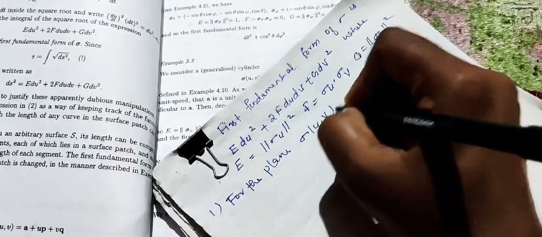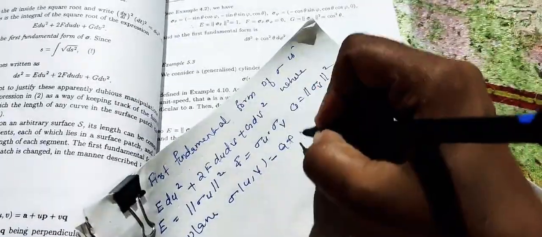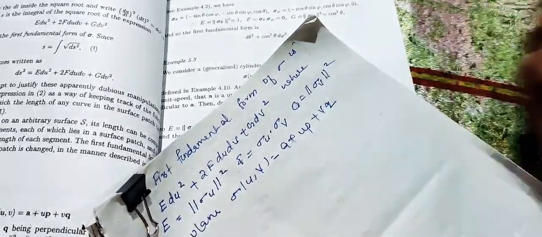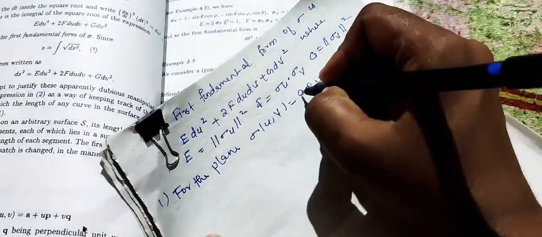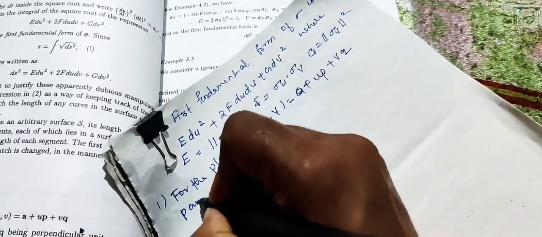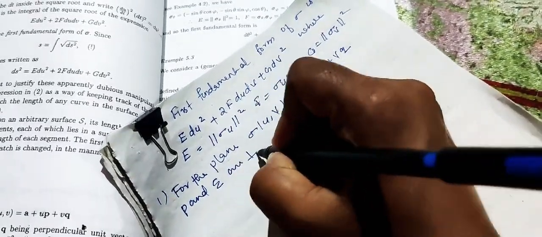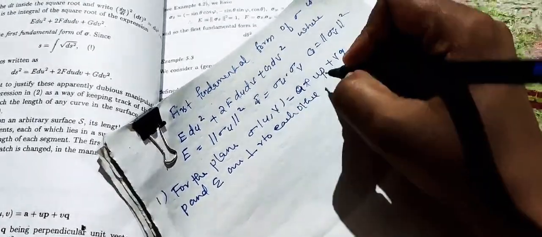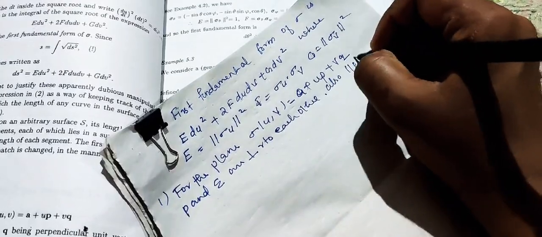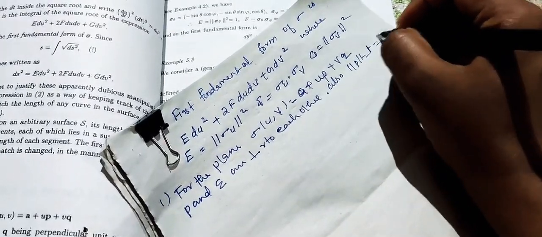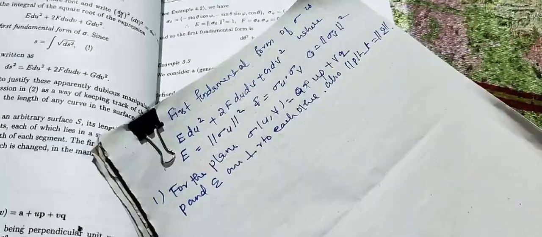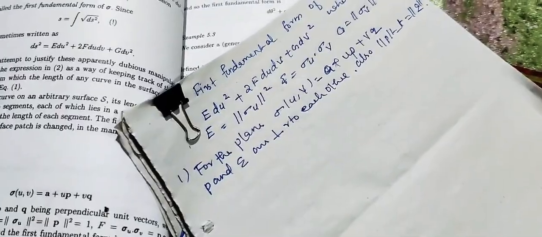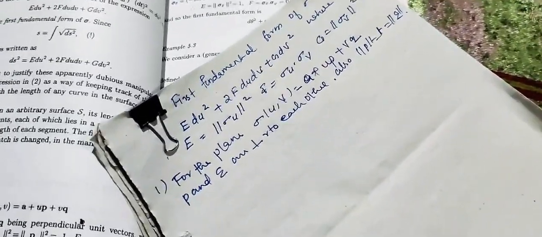that is for the plane sigma of uv is equal to a plus up plus vq. Okay, and p and q are perpendicular to each other. Also norm of p is equal to 1 equal to norm q. That is, p dot q is equal to 0, norm p is equal to 1, and norm q is equal to 1.